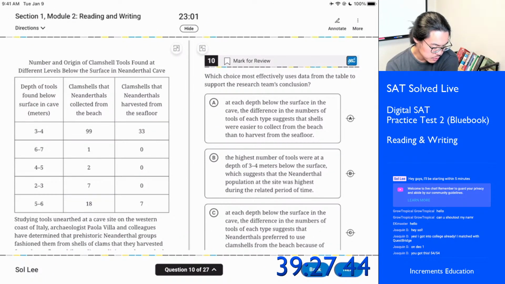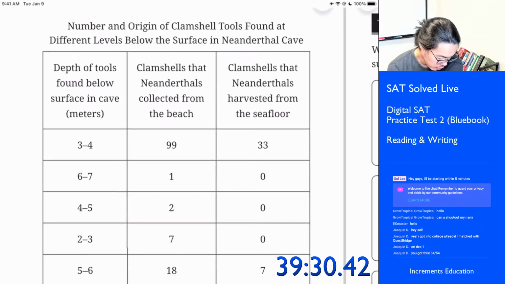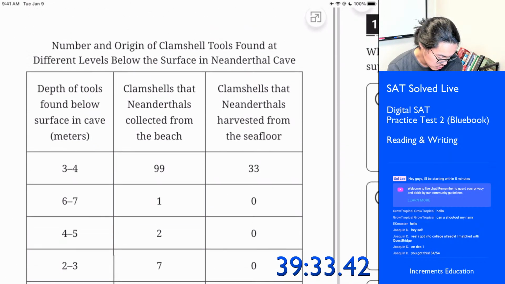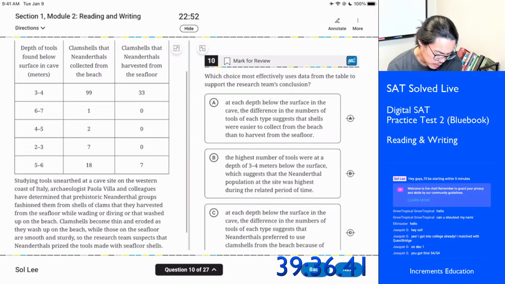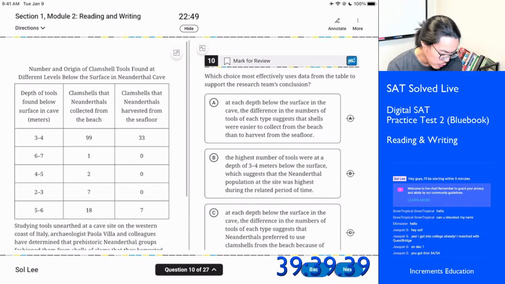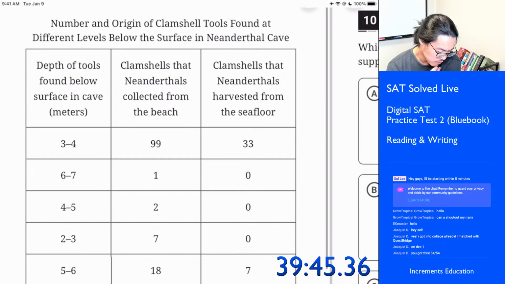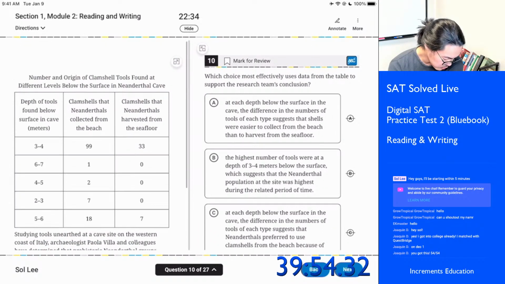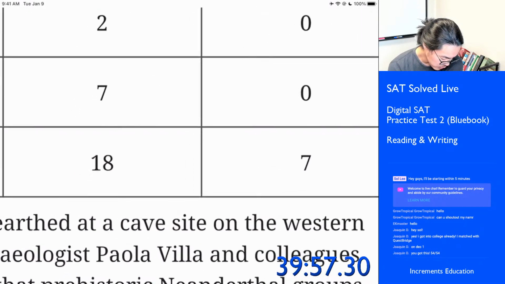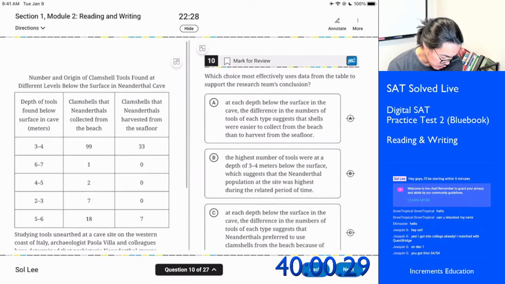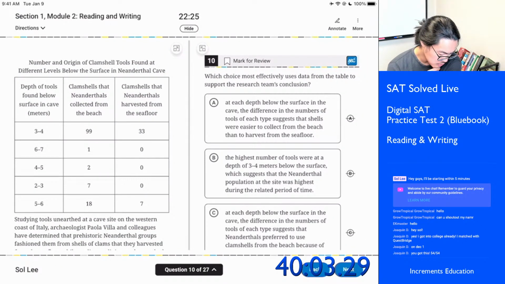The number and origin of clamshell tools found at different levels below the surface in a Neanderthal cave. It's better to just understand this and then read till the end. Tools at different levels. Oh, this is archaeology. And this is deeper, so that's older. So we have some stuff from older, and then lots of stuff from newer, and those are clamshells from Neanderthals. And this weird thing in the middle where it's just vanished. Okay.